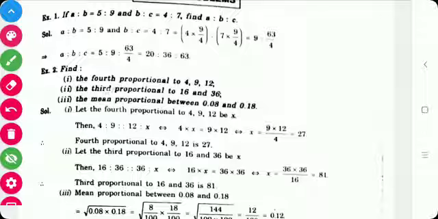Second example is the third proportional of 16 and 36. Let the third proportional of 16 and 36 be x. In the third proportional the second and third terms are the same. So we write 16 is to 36 equals 36 is to x. According to the rule, the product of extreme terms equals the product of middle terms. So 16 into x equals 36 into 36, so x equals 36 into 36 divided by 16. So the third proportional for 16 and 36 is 81.